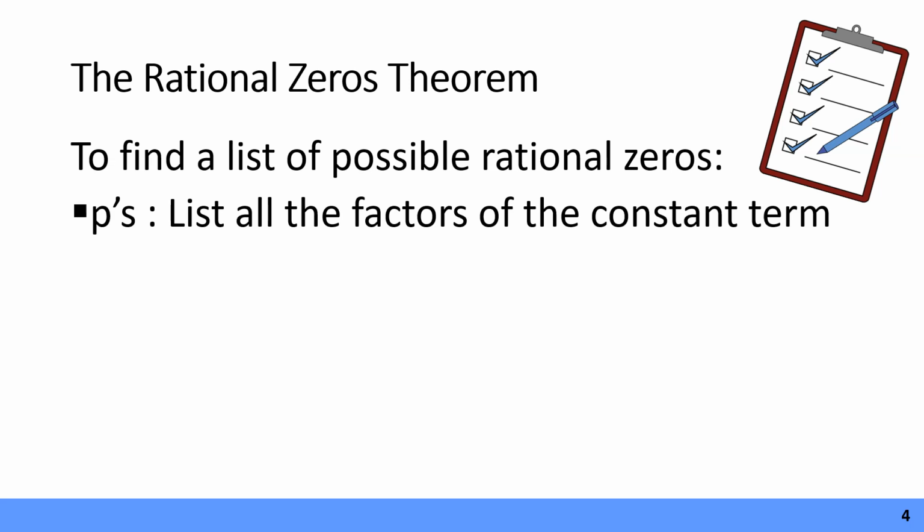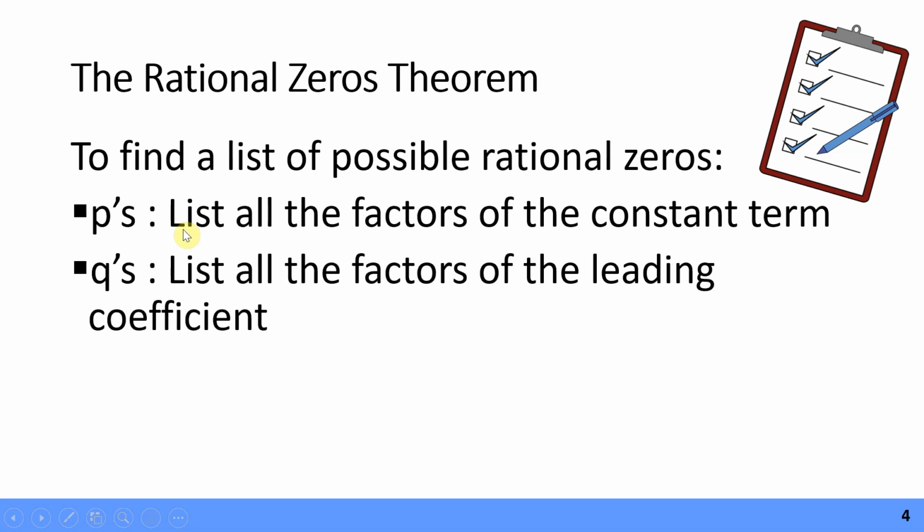Step 1, we're going to find what we call our p-values, and your p-values are going to come from the constant term. So make sure your polynomial is in order. The constant term is the term that doesn't have an x. Now, you're going to list all the factors; those are going to be your p's. Step 2, we're also going to find our q's. Q's are going to be the list of all the factors of the leading coefficient. In case you forgot, the leading coefficient is the number in front of the x with the highest exponent. So that's all we're going to care about: the constant term, the one that doesn't have an x, and the leading coefficient, the one that has the x with the highest exponent.